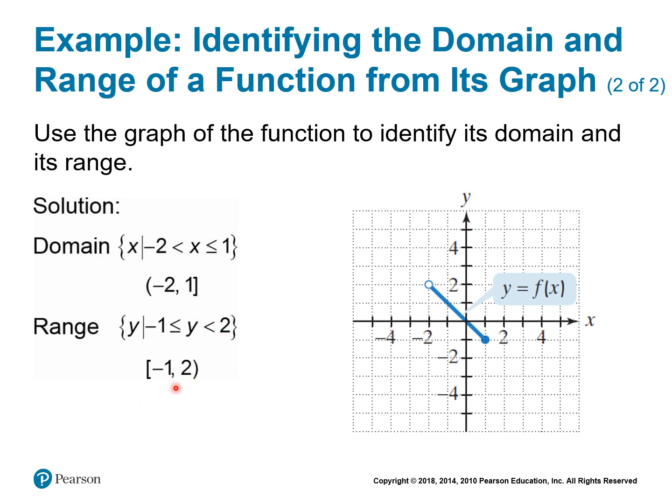In interval notation, it would be a square bracket to the left of -1. Why? Again, because -1 is included in the set of range values, and then comma 2, and then the round bracket to represent that 2. We can go as close to 2 as possible, but 2 is not in the set of the range values. Therefore the round bracket.